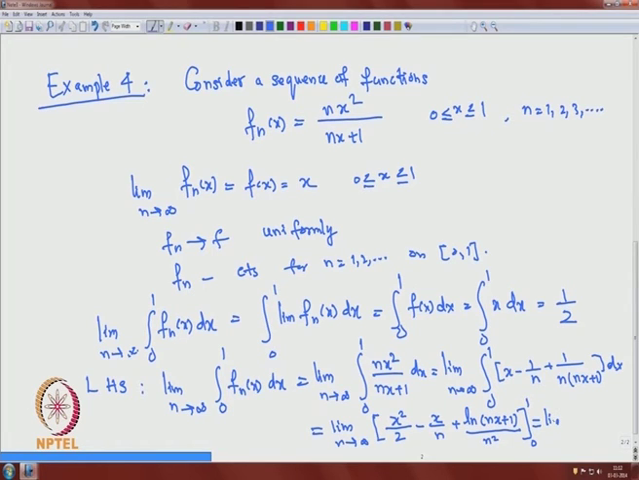limit n goes to infinity 1 by 2 minus 1 by n plus ln of n plus 1 divided by n square, and now if you take the limit, you can show that this is equal to 1 by 2. So, this limit is equal to half.